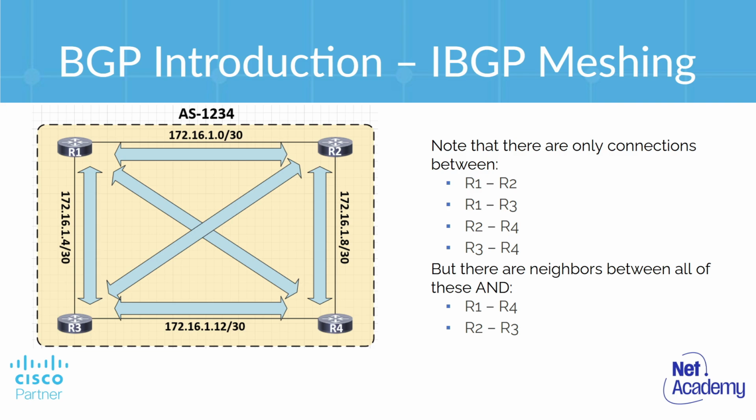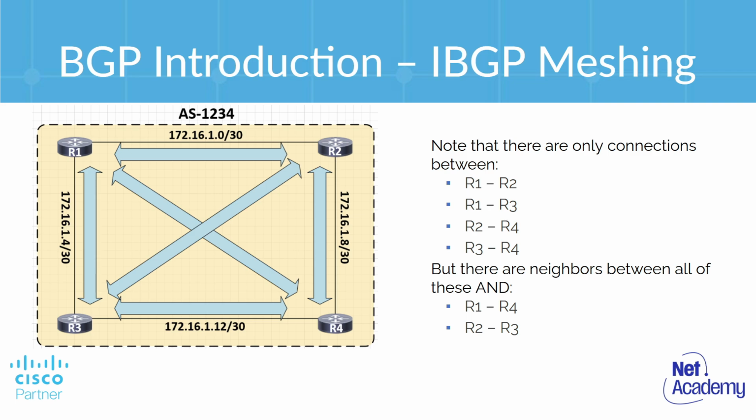So here's what I mean by IBGP meshing. You can see I have physical connections from R1 to R2, R1 to R3, R2 to R4, and R3 to R4. However, R1 to R4 is still a BGP neighbor. R3 to R2 is still a BGP neighbor. Why is that? That is because they still have TCP reachability. So you might wonder how.